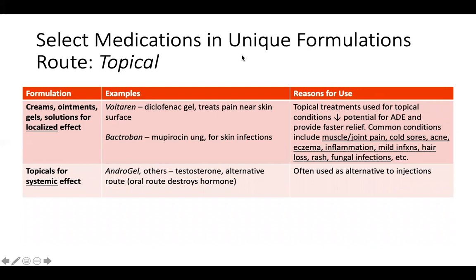All right, now we're moving on to topical. So creams, ointments, gels, and solutions, and these are mostly for localized effect. Here's some examples. And they're usually for muscle and joint pain, cold sores, acne, eczema, inflammation, etc. And we also have topicals for systemic effect as well. For example, testosterone.